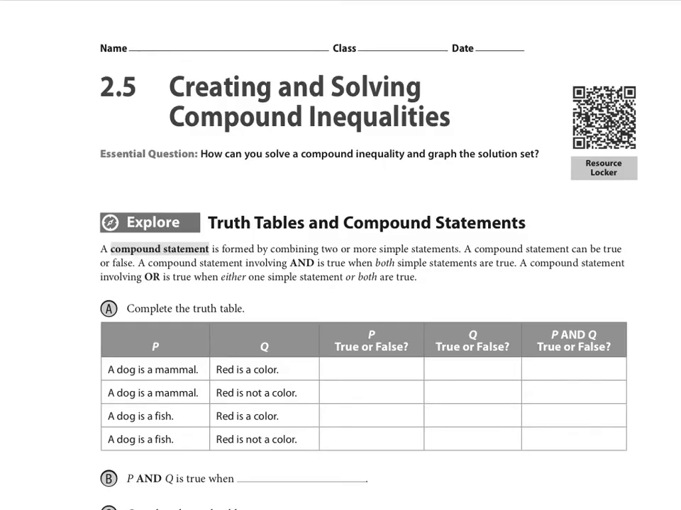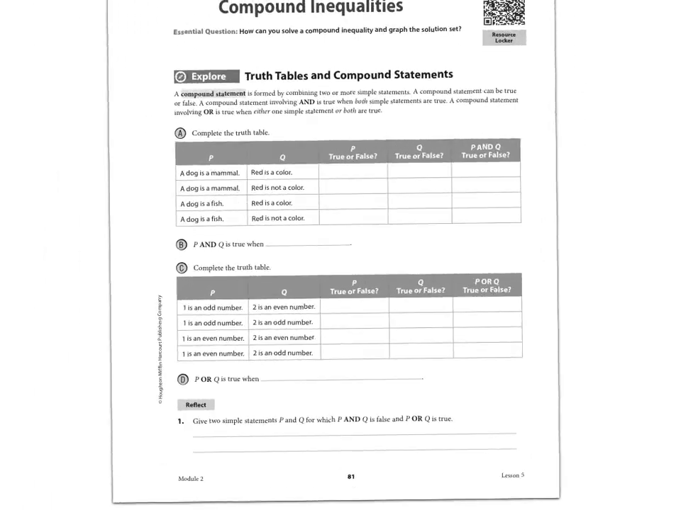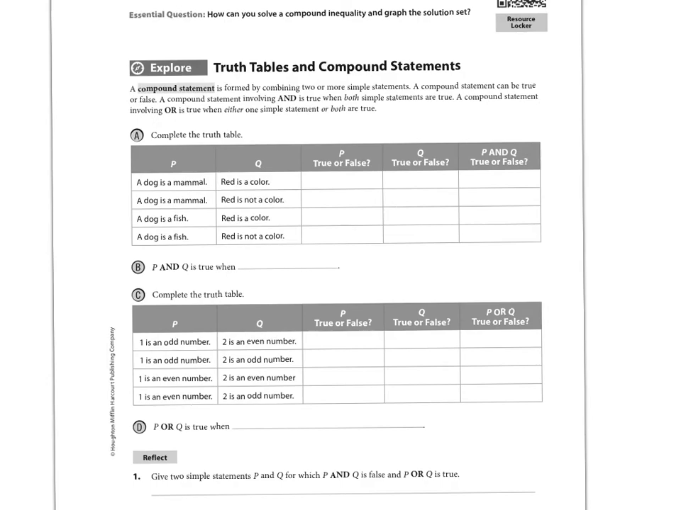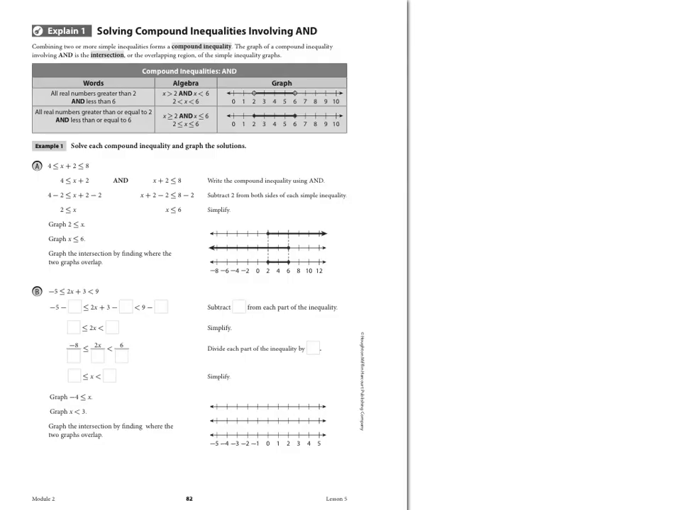Okay, so in lesson 2.5, we're doing compound inequalities. That means we're doing two at a time. So there are some different things within the context of this lesson. There are these truth-false tables. We're going to skip that.